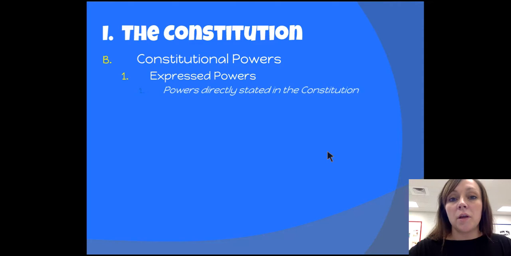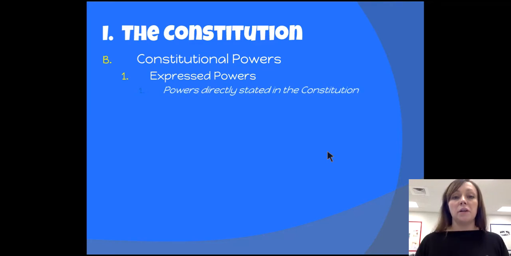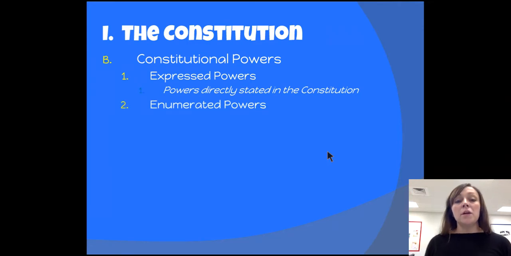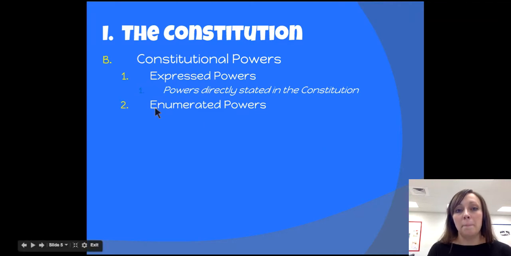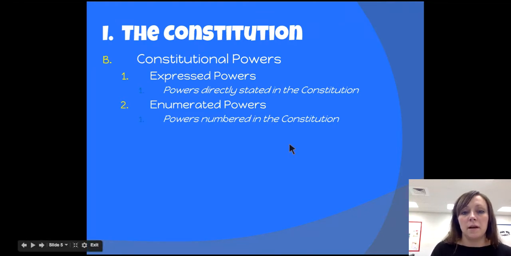Expressed powers are those that are specifically written down in the Constitution. So if I were to look in Article 1 of the Constitution, I would literally be able to find those 18 powers that are given to Congress. Those 18 powers can also be called enumerated powers, because they are numbered in the Constitution. That word enumerated sounds kind of like numbered. So that's where we get that term enumerated.